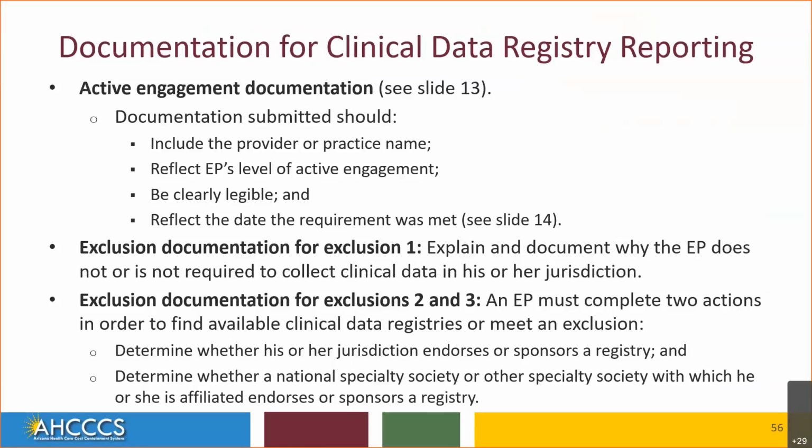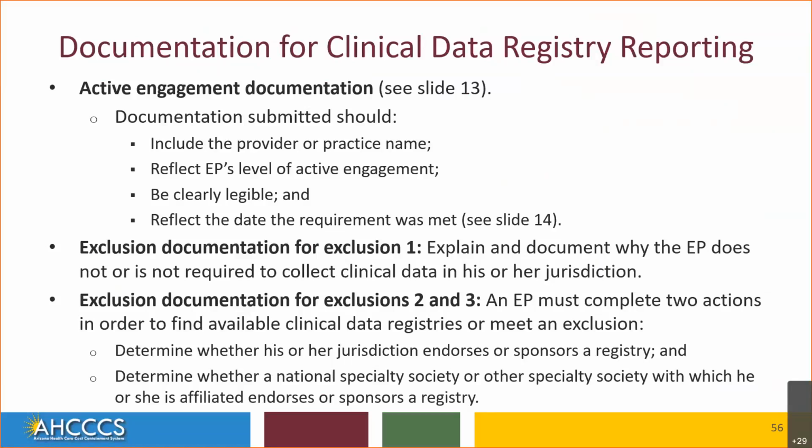For exclusions 2 and 3, an EP must complete those same 2 actions discussed for measure 4 in order to find available clinical data registries or meet an exclusion. So that first step is to determine whether his or her jurisdiction endorses or sponsors a registry. And 2, determine whether a national specialty society or other specialty society with which he or she is affiliated endorses or sponsors a registry. A lot of times EPs do get confused with these 2 steps and how to show that.